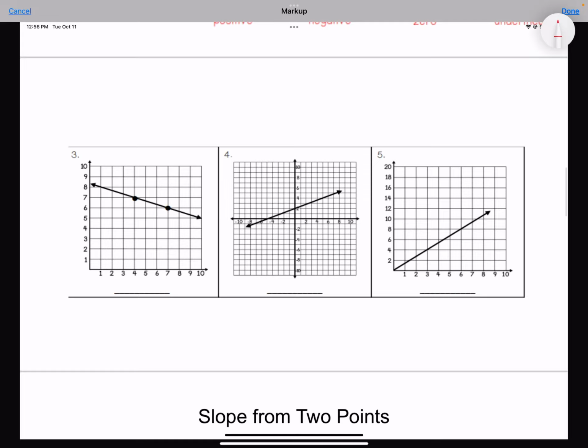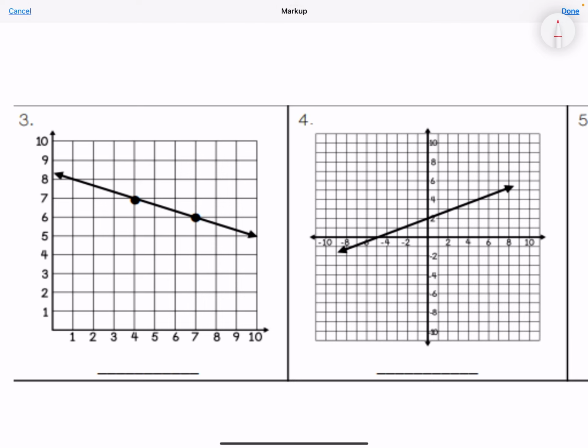But what you're going to do is you're going to draw a triangle. The first example they gave you is not what you're going to see on DCCA or STAR, but it's a starting point. You're going to draw a triangle between the 2 points. Okay, first things first, this is negative because it's going down. As you go from left to right, it's going down.